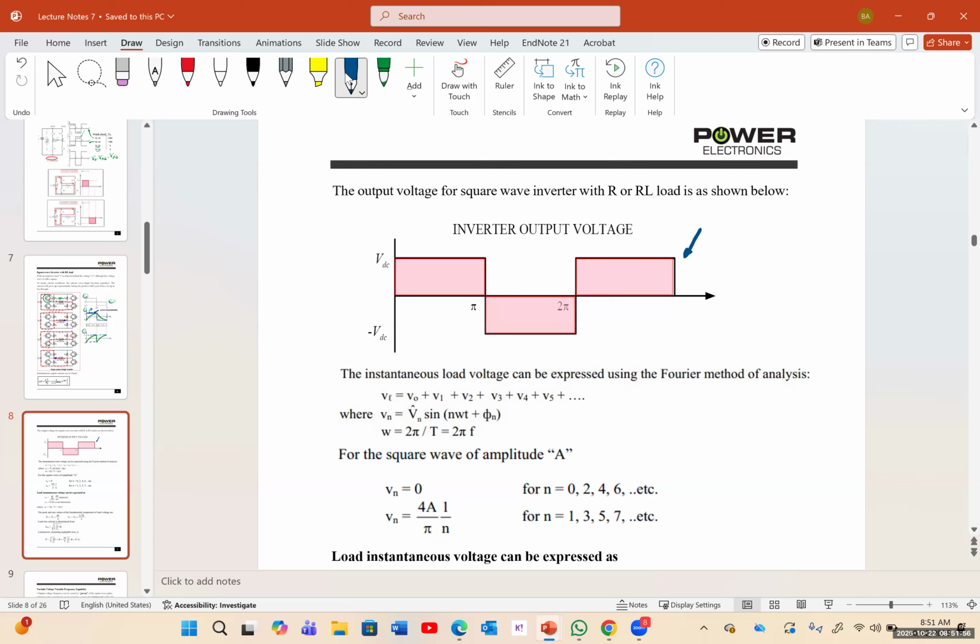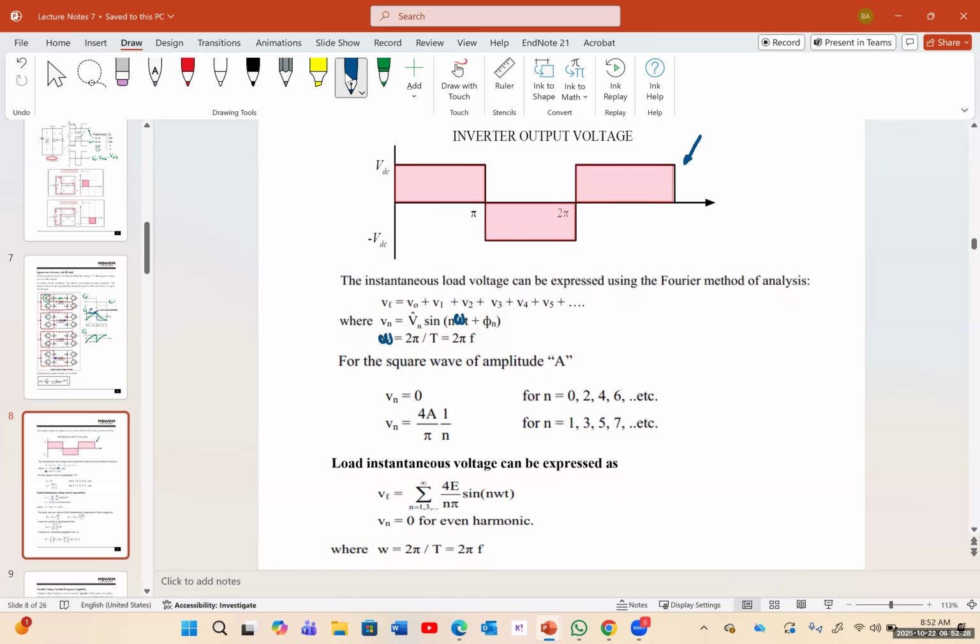square signal. The instantaneous load voltage can be expressed using the Fourier method of analysis. Therefore, VL would be equal to V0 plus V1 plus V2 plus V3 up to infinity, where Vn is Vn hat sine of n omega t plus phi n, and omega is equal to 2 pi over T or 2 pi f. By the way, this is omega.